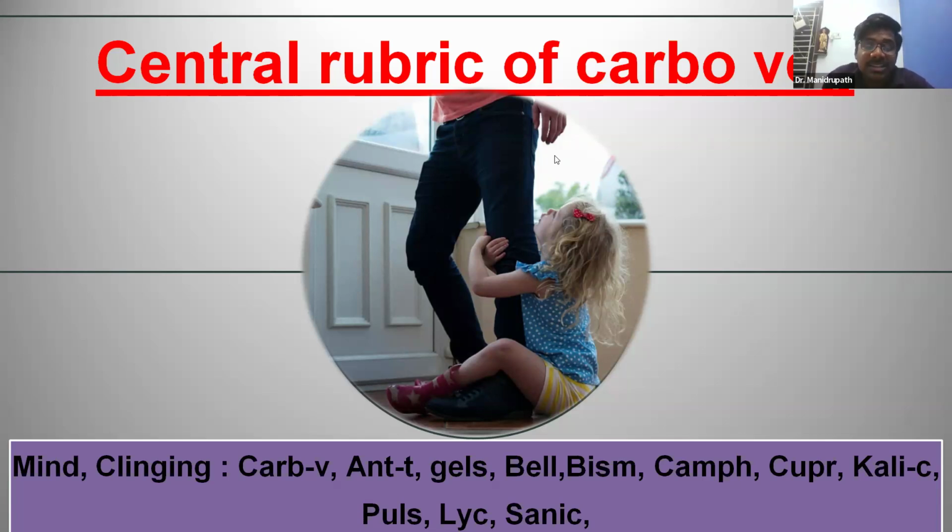Even Antimonium tartaricum has it, as do Gelsemium, Belladonna, Bismuth, Camphor, Cuprum, Kali carbonicum, Pulsatilla, Lycopodium and Anacardium. But the theme is different there. The clinging nature of Antimonium tartaricum or Gelsemium is different. Gelsemium's clinging nature is due to anticipatory anxiety. From this anticipatory anxiety, they've become dull, drowsy. That's why they cling.